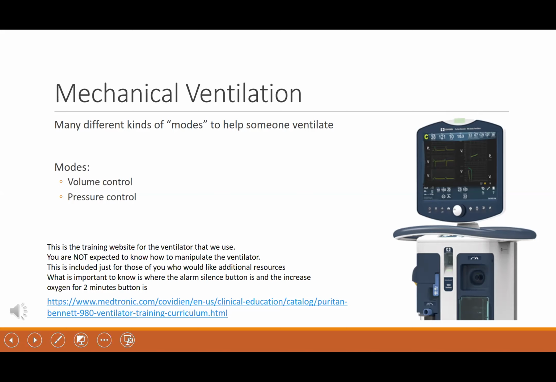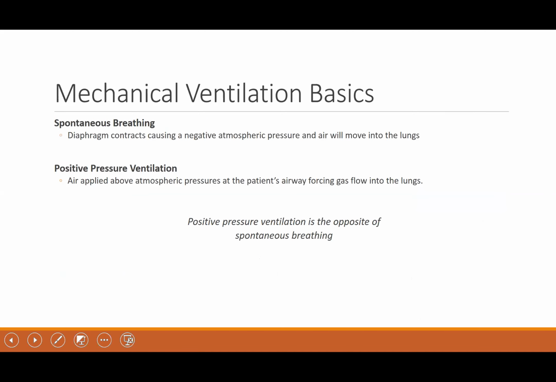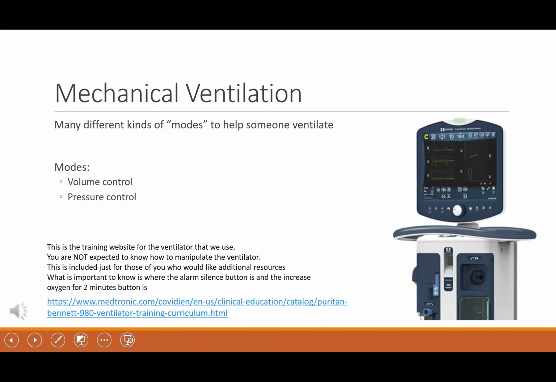Okay, one last thing on this slide is you'll notice that I have right here modes, volume control, and pressure control. So what we're going to talk about is there are two primary functions when we're artificially delivering breaths to people. One is with a volume control and one is with a pressure control. And we're going to spend a little bit of time diving into that because it's a really helpful concept to understand.